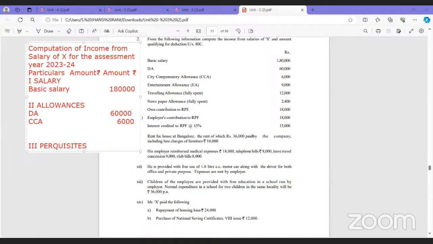Next, entertainment allowance. If they did not mention a government employee, I'm taking it as other employee. It is fully taxable, so I write here entertainment allowance. It's very clear it comes under allowances, and the amount is 9,000.